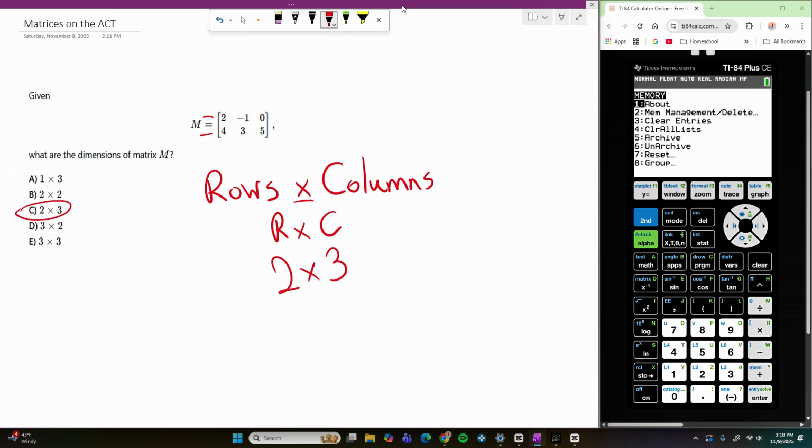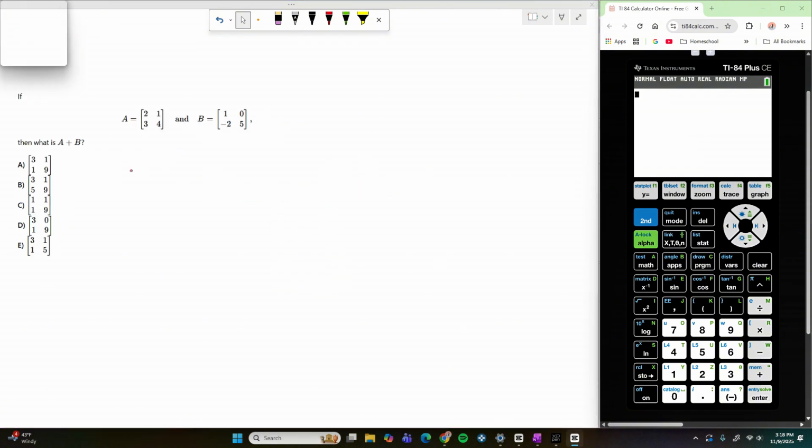And these are the basics of matrices. In this problem, I'll be showing you how to add matrices. If A equals 2, 1, 3, 4, and B equals 1, 0, negative 2, 5, what is A plus B? You can do this with a calculator, but actually it's easier and quicker to do this without. But even if you forget on test day, you can plug this into your calculator and figure it out either way. All you have to do is figure out if your matrices have the exact same dimensions. This is a 2 by 2 matrix and a 2 by 2 matrix. And if they are equal, then you can add them together.